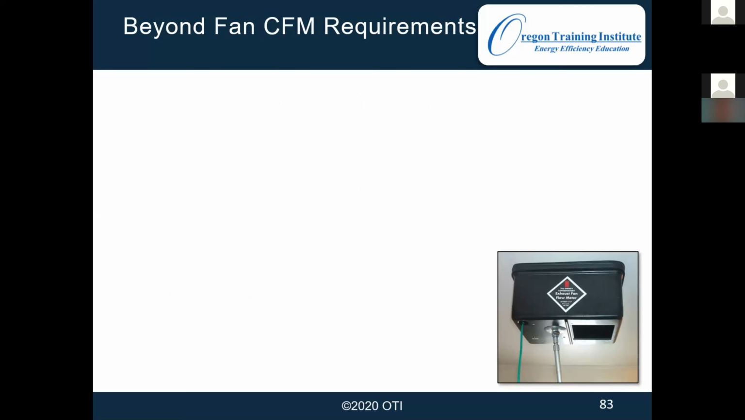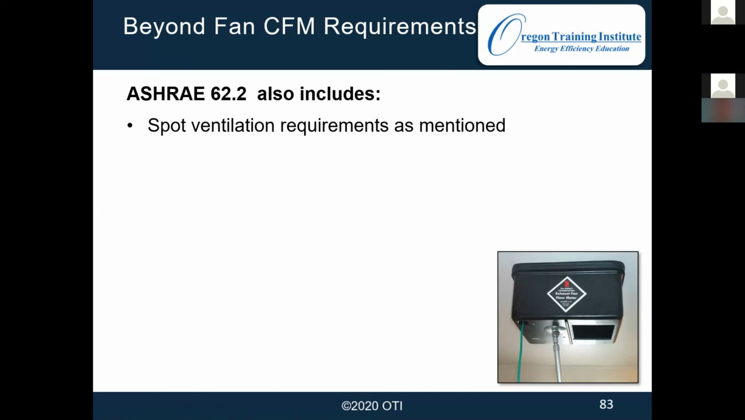Now, normally when we think about ASHRAE, we're thinking all about the exhaust fans, which is the main part of ASHRAE, but it also has some other miscellaneous requirements. We've mentioned all about bathrooms and kitchens needing 50 and 100 CFM to meet the requirement for the spot ventilation.